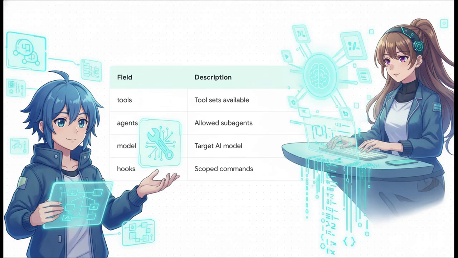Inside that markdown file is a simple YAML header, or front matter. This block is exactly how you configure your new worker. The Tools field equips their tool belt, maybe giving them web fetch capabilities or custom MCP tools. The Agents field defines which sub-agents they're allowed to manage. You can even lock an agent to a specific AI model, or set up hooks to automatically run terminal commands like formatting scripts right after they use a tool.